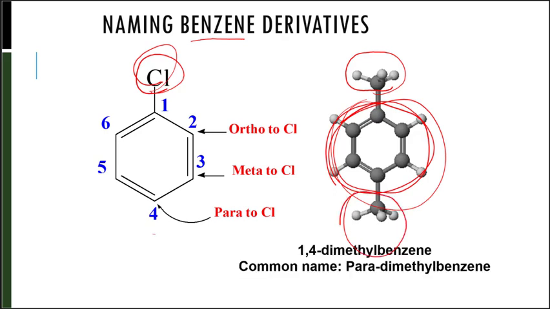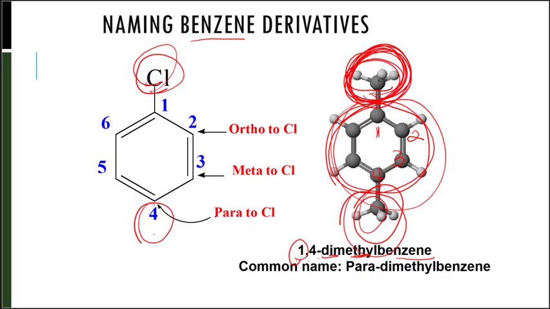Well, there's two ways I could name it. I could name this as my first carbon, so 1, and then count either to the right or to the left. It would be the same. 1, this would be carbon 2, this would be 3, this is 4. So 1,4-dimethylbenzene. Or I could say, assuming that this is 1, and then down here would be para.